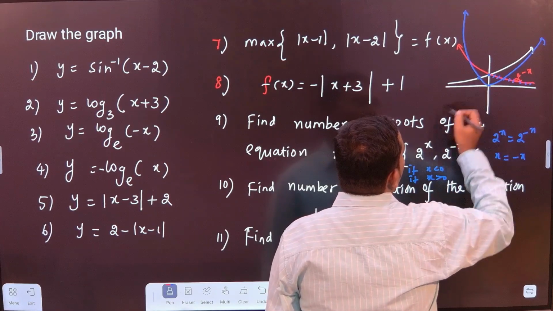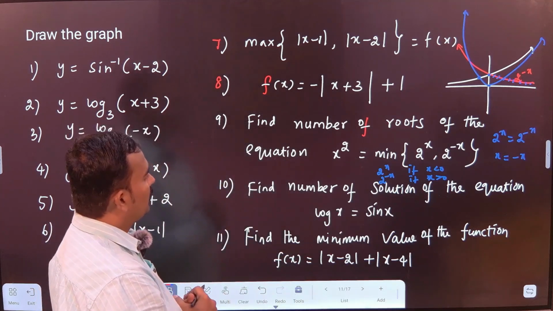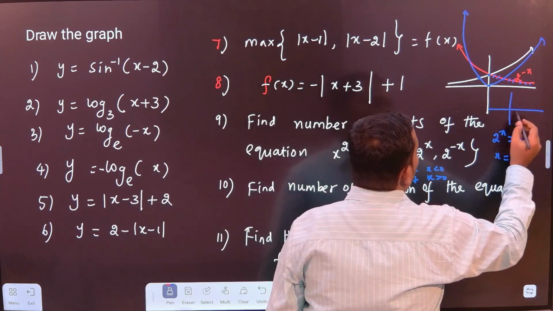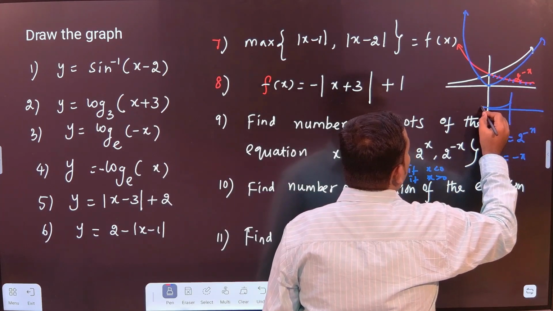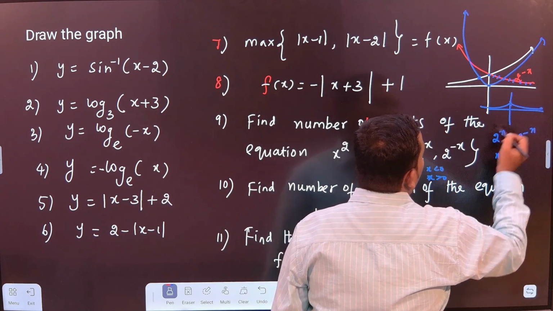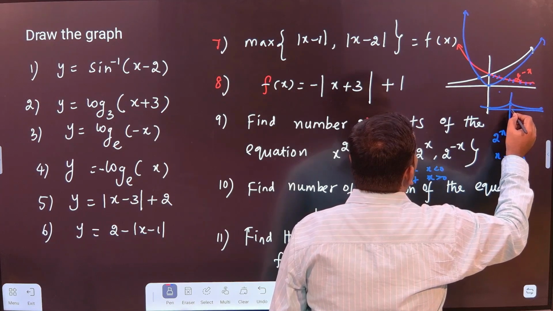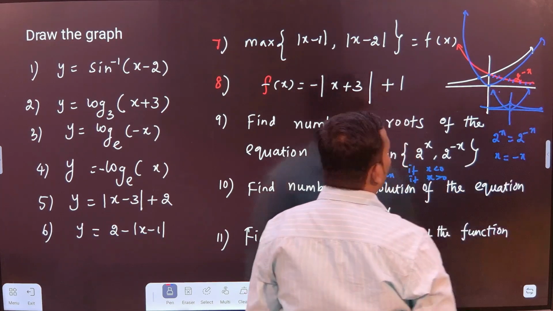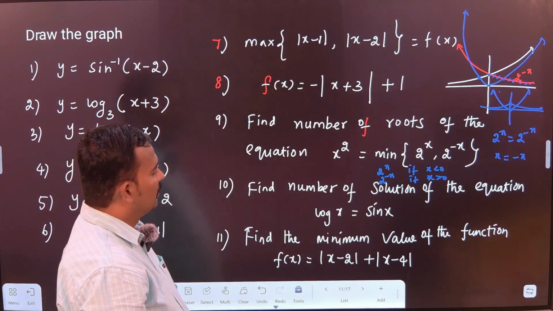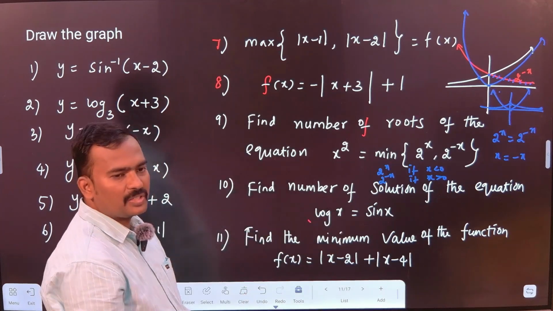So the graph is intersecting at 2 points. The number of solutions of the equation is 2, right? You can see when x is less than 0, this graph, 2 power x. When x is greater than 0, this graph. When you draw the graph of y is equal to x square, it will be intersecting at 2 points, right? The same way you can draw the log x graph and sin x graph, and where these two graphs are intersecting, you can find out.